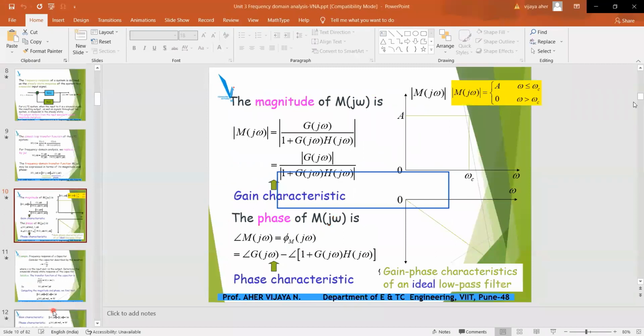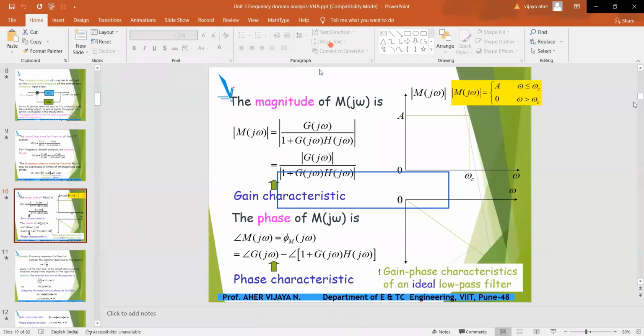Now, how to calculate magnitude? In frequency domain analysis, the magnitude of M(jω) is given by this equation. Magnitude is nothing but you have to take the mod of this. So how to take mod of this? Mod M(jω) is equal to the mod of this transfer function. So what is the transfer function? Mod of G(jω) divided by 1 plus G(jω) into H(jω). Okay, so you can write this equation.